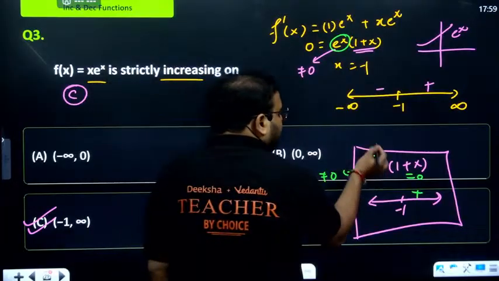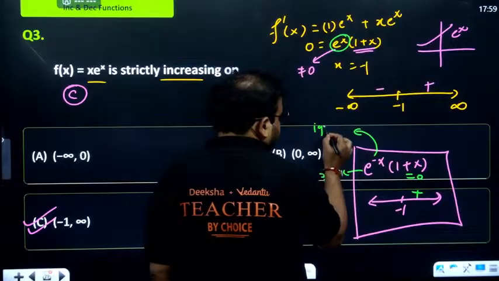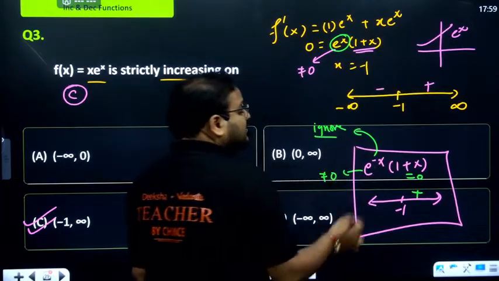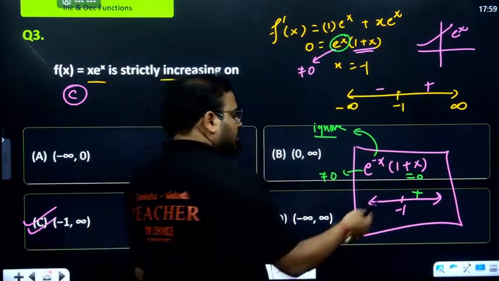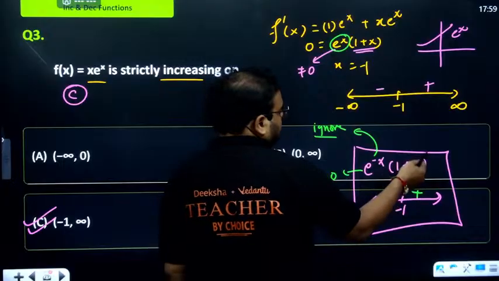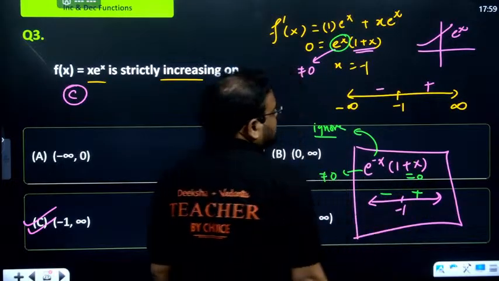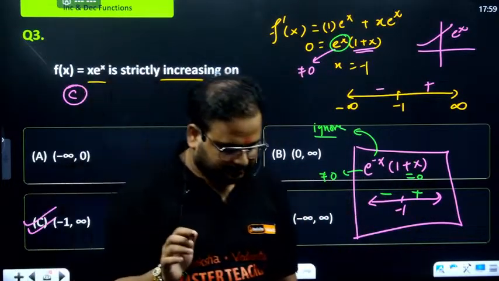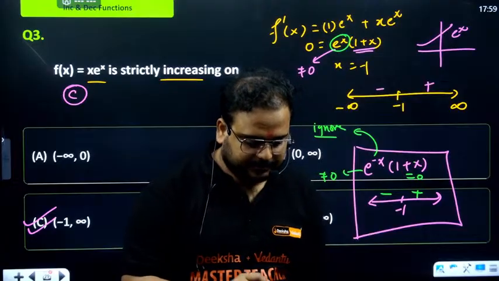So we'll have to ignore this for the sign. So here we'll have what? Plus, simply plus only. So plus and minus remain the same. So very good, guys. Superb.